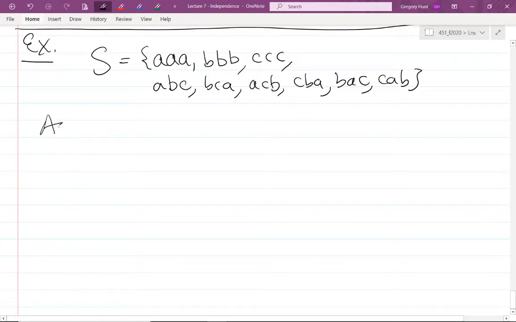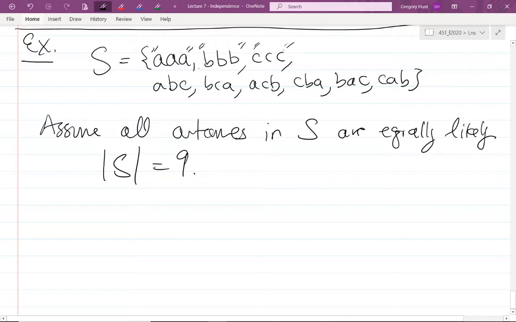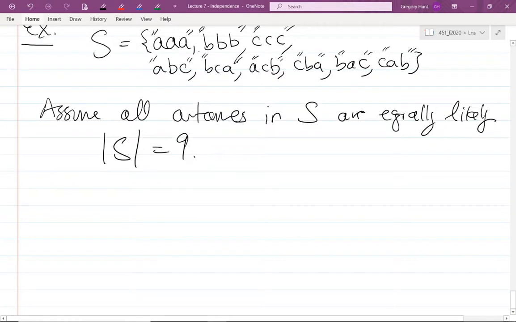And let's assume all outcomes in S are equally likely. Notice that S has 9 elements in it. So each of these possible outcomes, which are nothing more than strings of letters, not intersections, nothing more, each of these has probability 1/9.